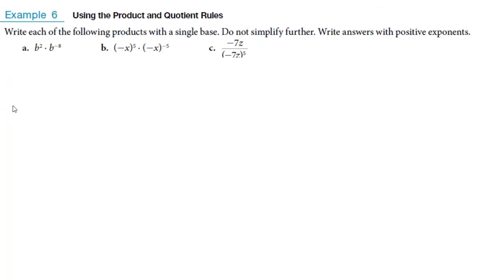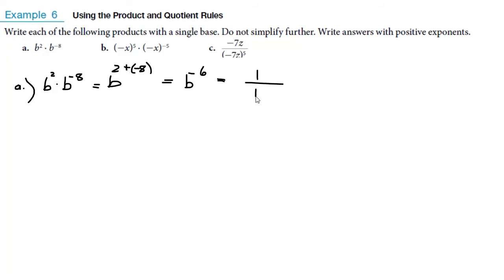In example 6, we're going to use mostly the product and quotient rule, but we might have to use some other rules as well. So in part A, I have b squared multiplied by b to the minus 8. And the product rule here tells me this is b to the 2 plus negative 8, isn't it? So I'm going to have b to the power negative 6, which is just 1 over b to the power 6.